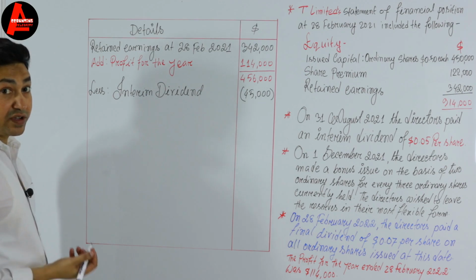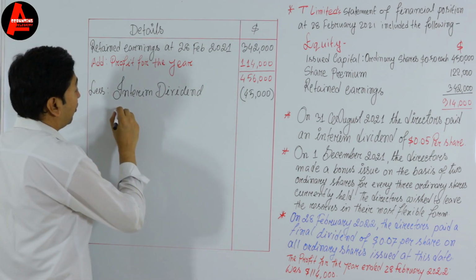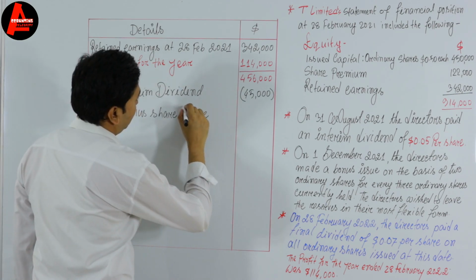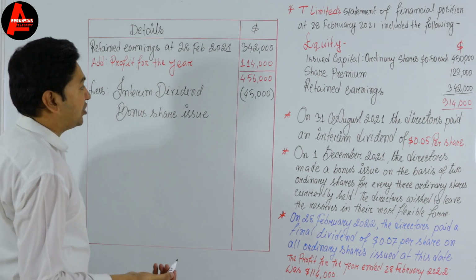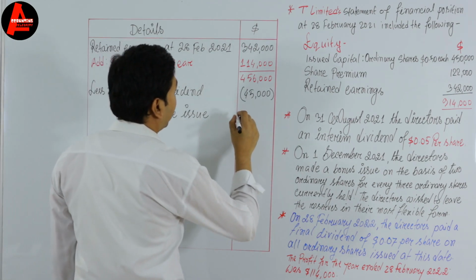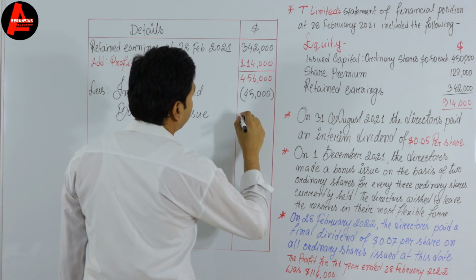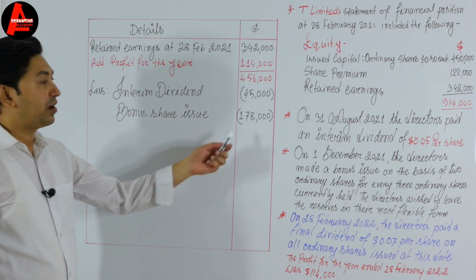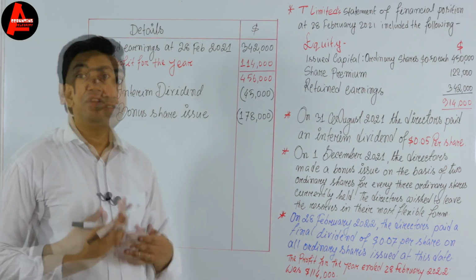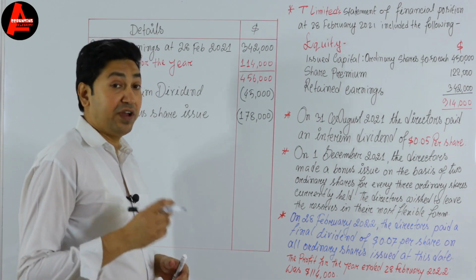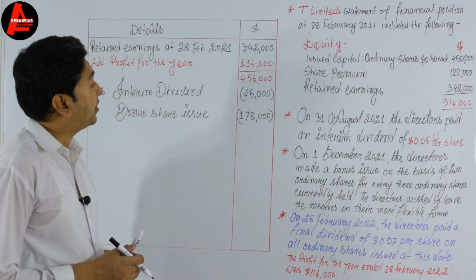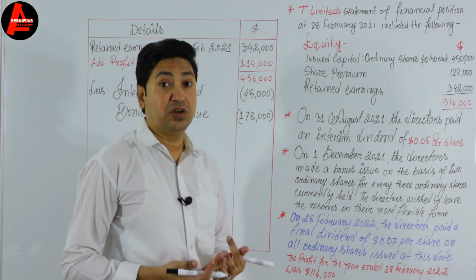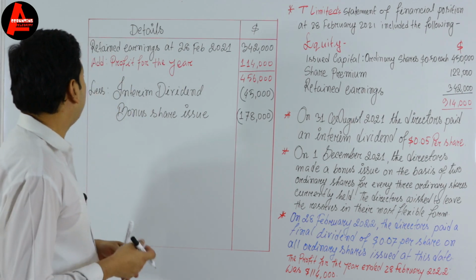Then again we will subtract the bonus share issued. The bonus share issue was $178,000. We will subtract this amount. You might be thinking, how $178,000? Please watch the previous video. There we explain how $178,000 was used from the retained earnings to issue bonus shares.